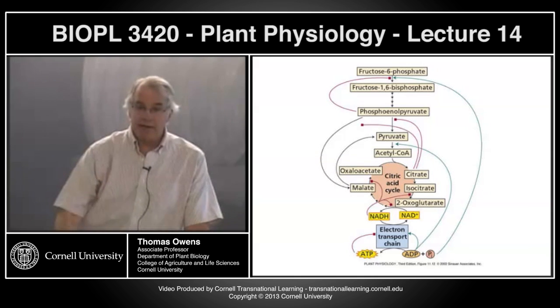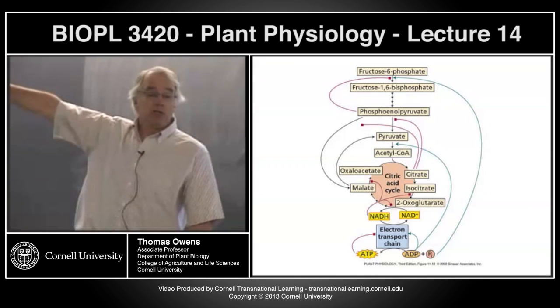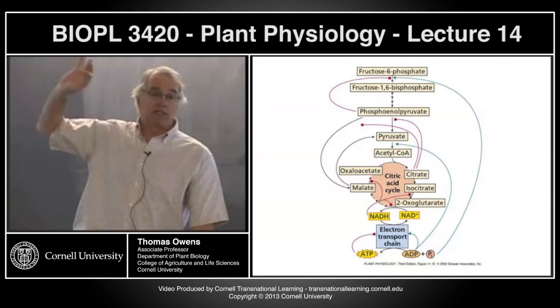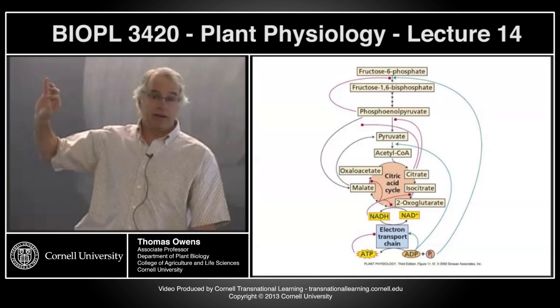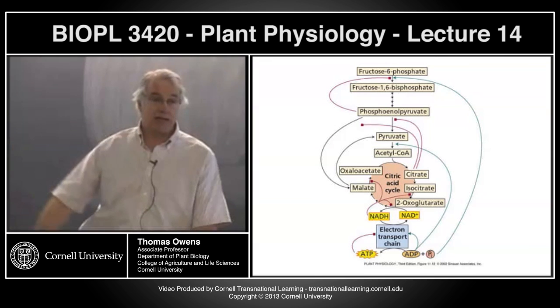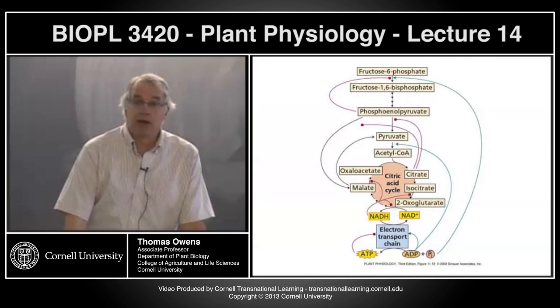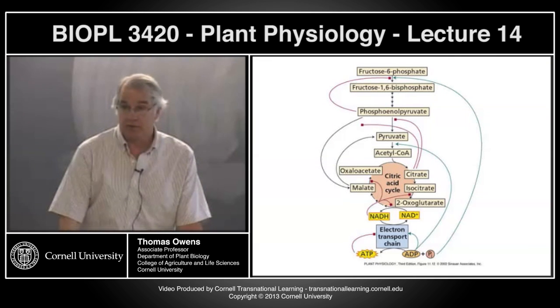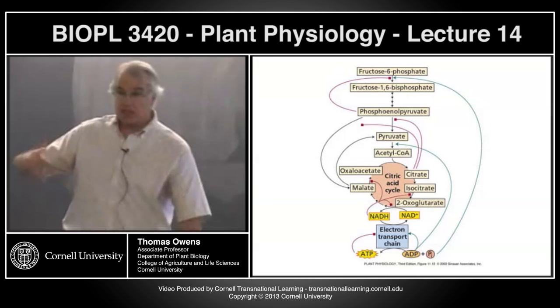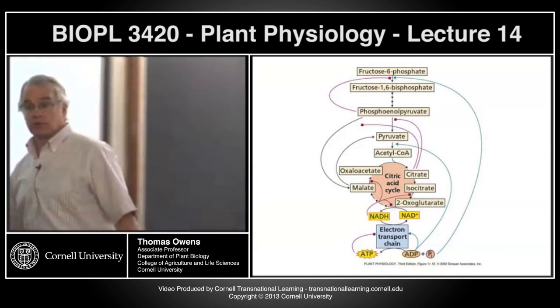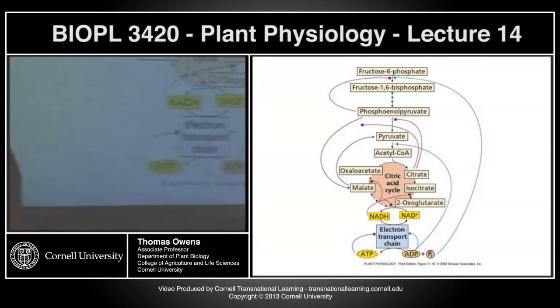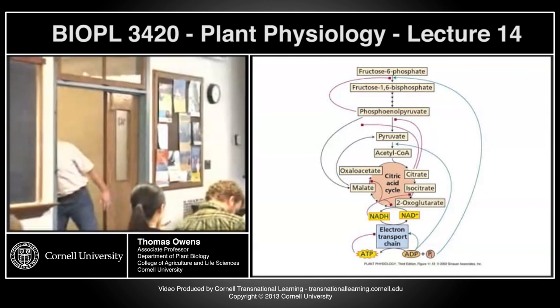So remember, the key thing that you should take away from this diagram is that energy supply in any organism, this is not unique to plants, energy supply is determined by demand for energy. If the cell doesn't need energy, it slows down respiration. If it needs more energy, it speeds up respiration. It's not the other way around.